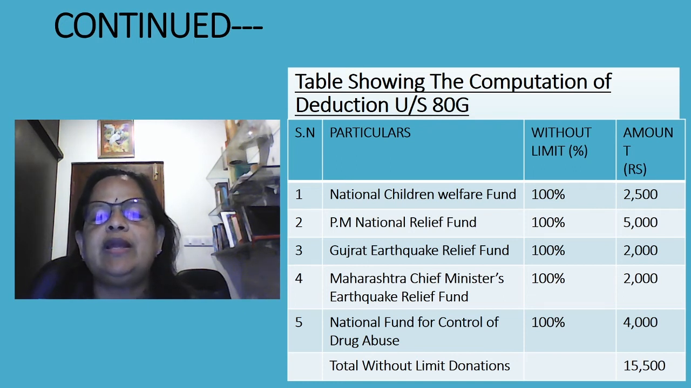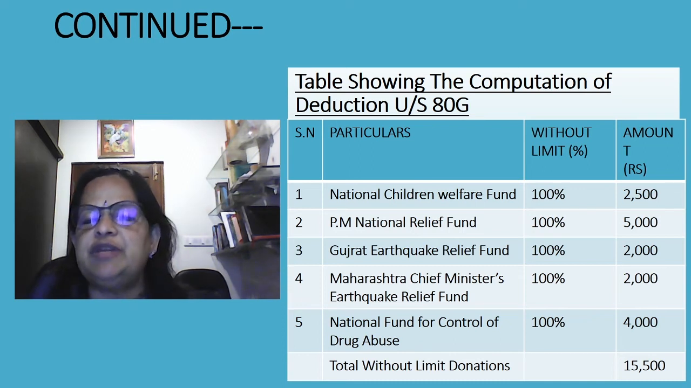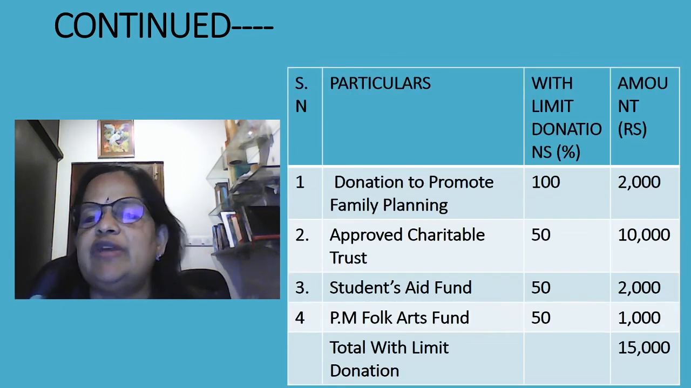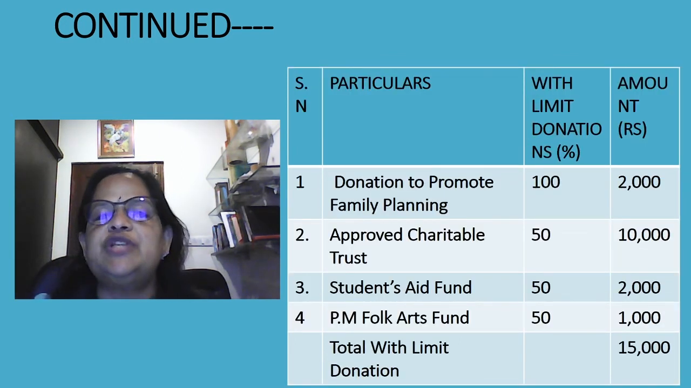Gujarat Earthquake Relief Fund, 100%, value is 2,000. Maharashtra Chief Minister's Earthquake Relief Fund, 100%, value is 2,000. National Fund for Control of Drug Abuse, it's 100%, 4,000. So total without limit donations is 15,500. Now with limit donation we will see.